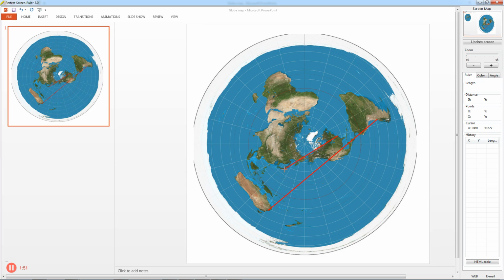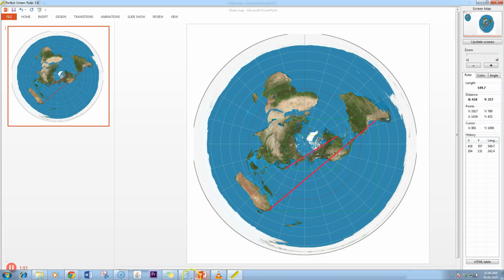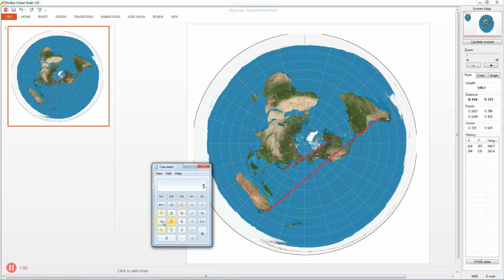So we've got from Tokyo to New York, 242.4, and from Sydney to Santiago, 549. So if you take 549 and divide it by 242, you're going to get 2.2, basically. So that's the distance on any flat Earth, even the shortest theoretical possible distance.